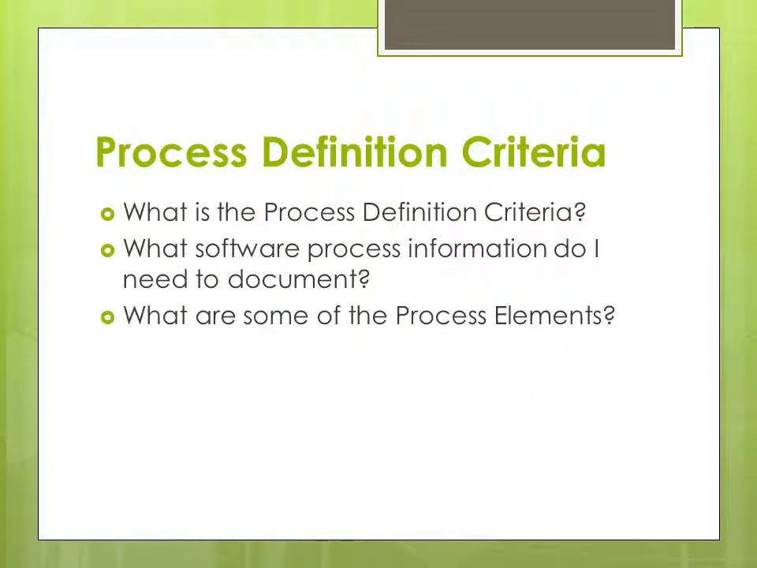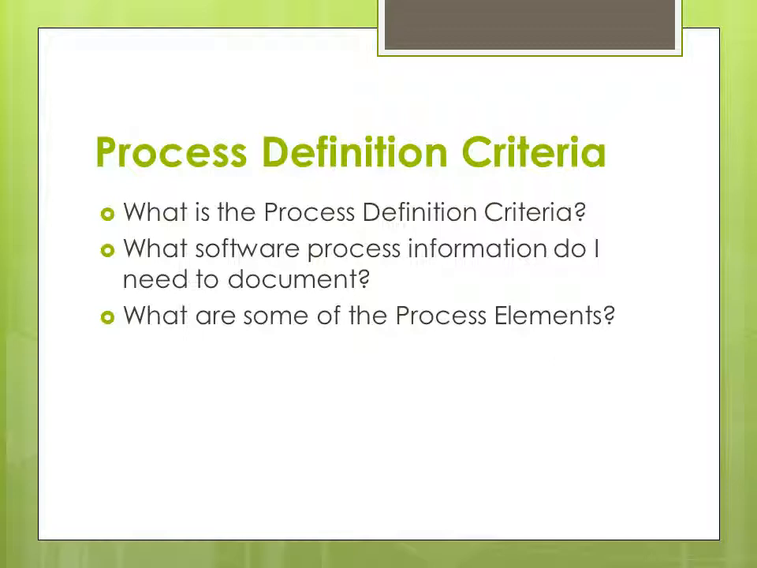What is the process definition criteria? Process definition criteria are the set of process elements that must be included in a software process description for it to be used by the people performing the process. To establish the criteria, you are asking the question, what software process information do I need to document?